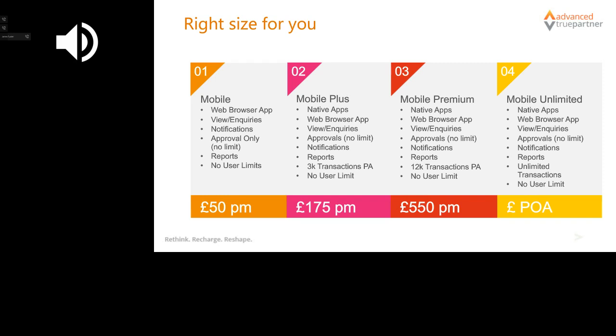And then as we move up through Exchequer Mobile Plus, we have it priced at £175 per month, and that gives you 3,000 transactions per annum. And then Mobile Premium, again, the only difference being 12,000 transactions per annum, and that's priced at £550 per month. And then Unlimited, which gives you unlimited transactions, and that is price on application. Now, if you have any further questions about pricing or anything like that, then as Guy has mentioned already, please reach out to your HPP Systems account manager and they will be able to talk you through it.